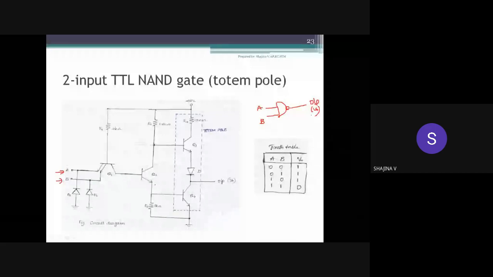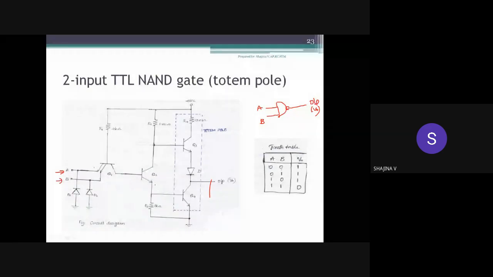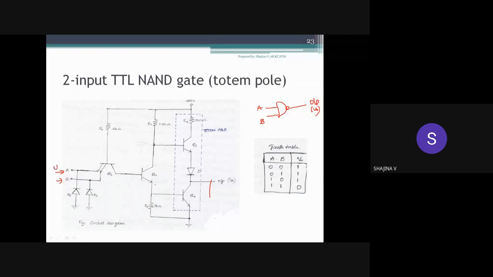This internal structure of the gate shows 4 transistors, Q1 to Q4. Q1 is a multi-emitter transistor. The function is to protect this transistor Q1 from negative spikes. In digital we are using logic positive values only. Here for TTL we are using 0 to 5 volt. Okay. So that is the actual input.